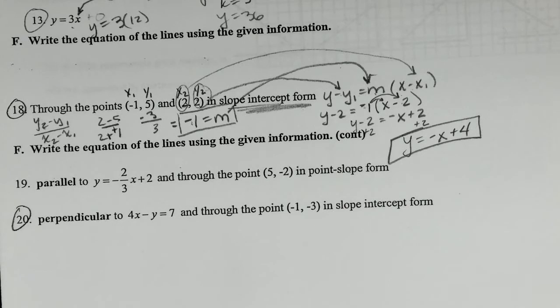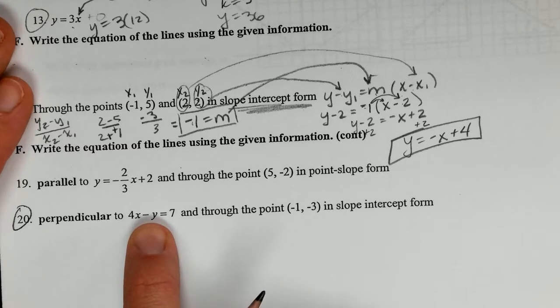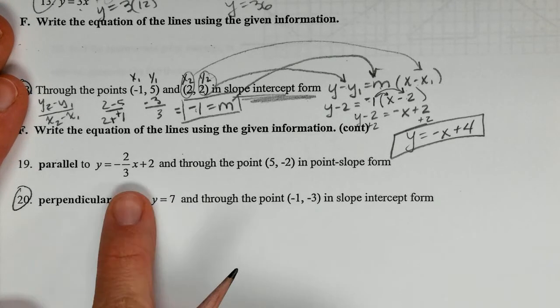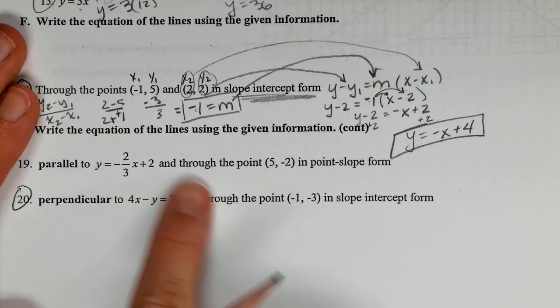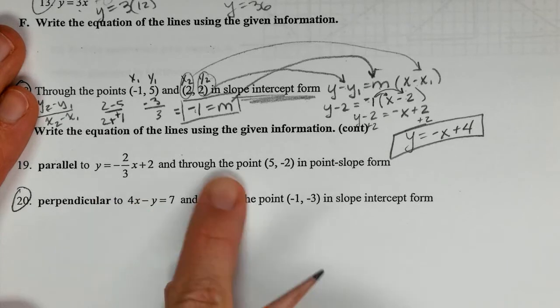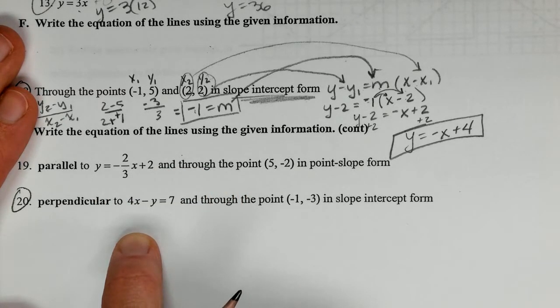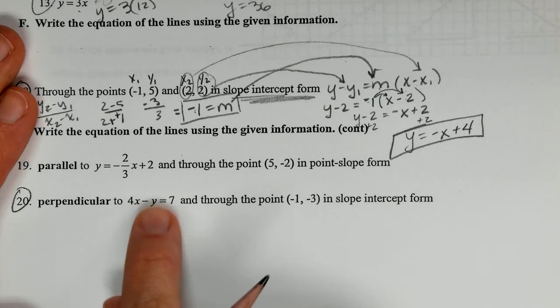All right, moving on to number 20. Number 20, I want a line that is perpendicular to this line. So the first order of business is to find the slope of this line. I need to solve for y, so I need to put it in slope-intercept form. So I'm solving this equation for y.